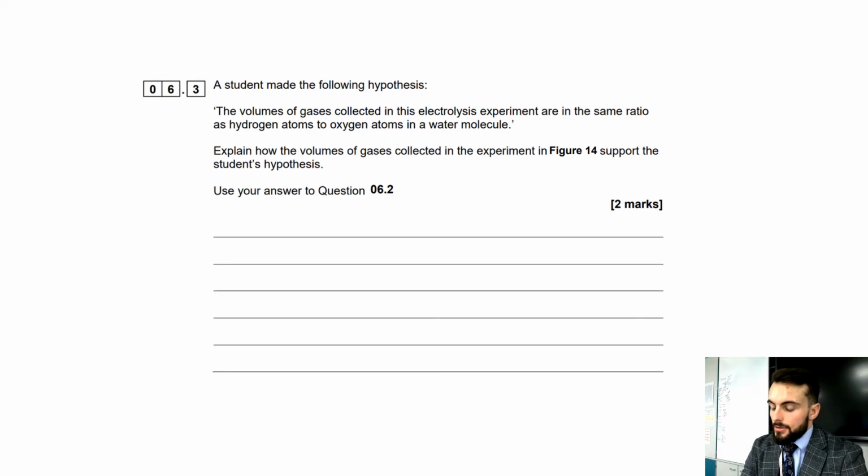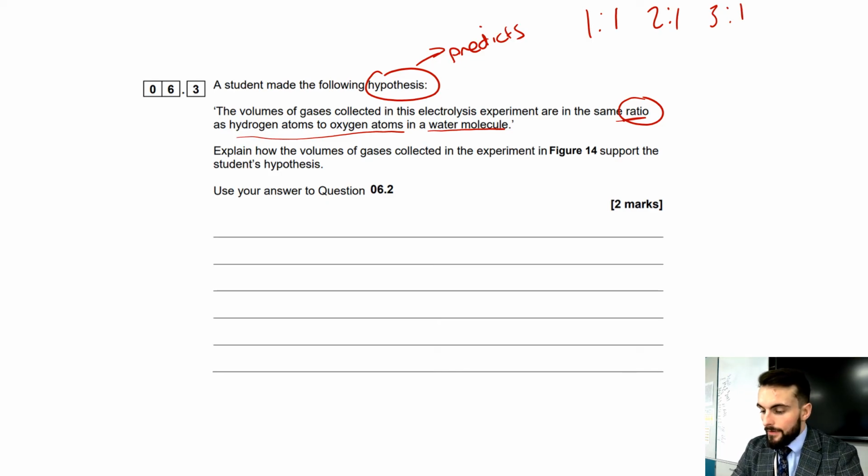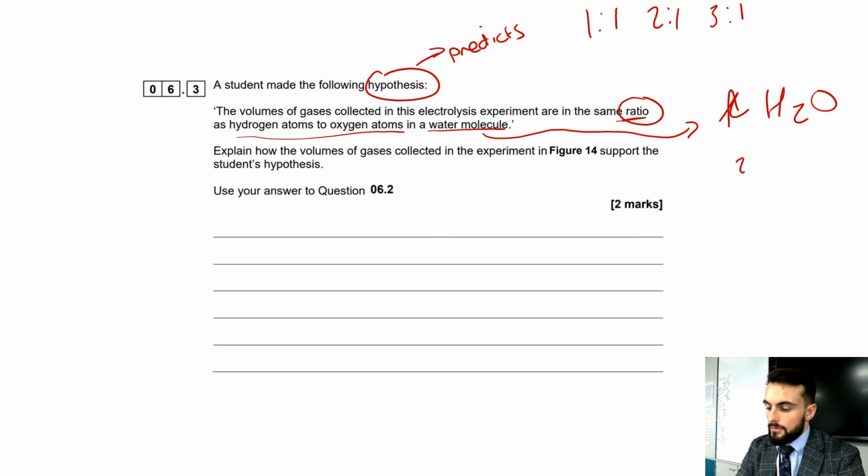For this question, it says the student made the following hypothesis. It's like a prediction. The volumes of gases collected in this electrolysis experiment are the same ratio as hydrogen atoms to oxygen atoms in a water molecule. The first thing I'm thinking is ratio. Ratios are things you'll have done in maths before, like 1 to 1, 2 to 1, 3 to 1, etc. And the key bit is it mentions a water molecule. A water molecule is H2O. That just means 2 hydrogens and 1 oxygen.